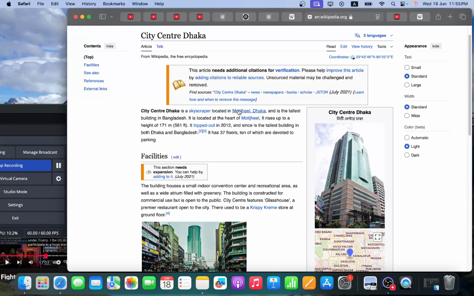It's a skyscraper located in Motijheel, Dhaka. It's the tallest building in Bangladesh, located in the heart of Motijheel. It rises up to a height of 171 meters, 561 feet. The tallest building in Dhaka, Bangladesh has 37 floors, 10 of which are devoted to parking.